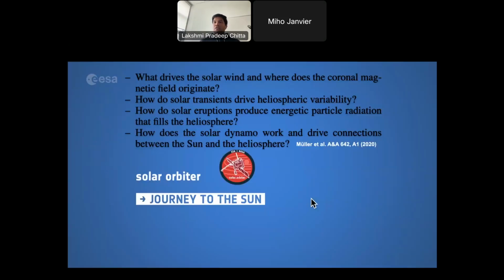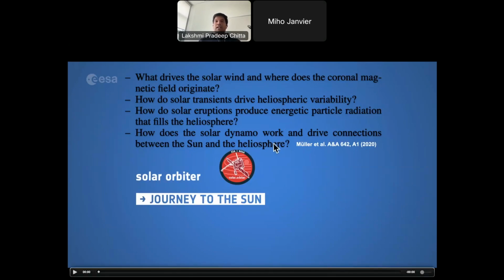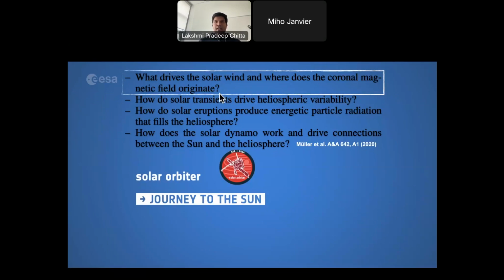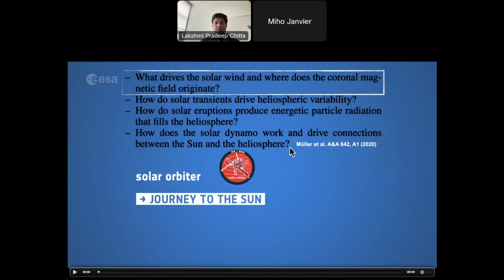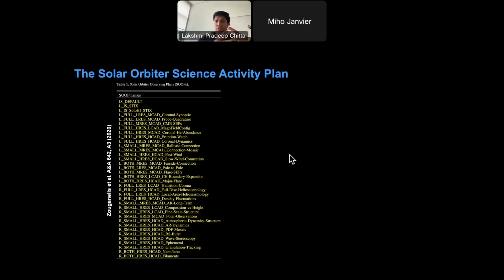This problem also fits into one of the four overarching questions of the Solar Orbiter spacecraft. So here I am listing the four open questions that Solar Orbiter aims to address. And the first question is related to what drives the solar wind and where does the coronal magnetic field originate. Obviously, to address these questions, we need to have a science plan, and that science plan is being organized in the so-called Solar Orbiter observing plans, or SOOPs.